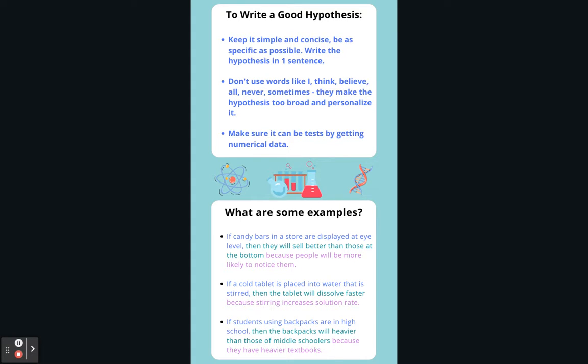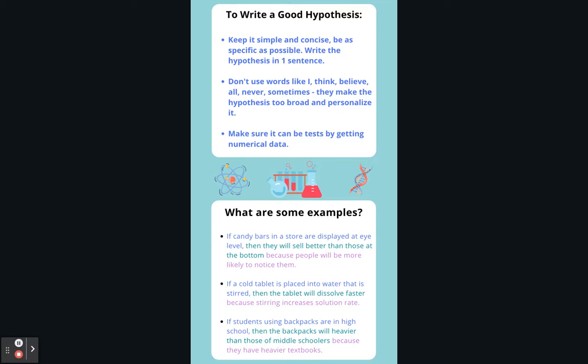Then they will sell better than those at the bottom. This is really my prediction. Finally, my researched reasoning is in purple: because people will be more likely to notice them. So altogether, it will be: if candy bars in a store are displayed at eye level, then they will sell better than those at the bottom because people will be more likely to notice them. Let's move on to the next one.